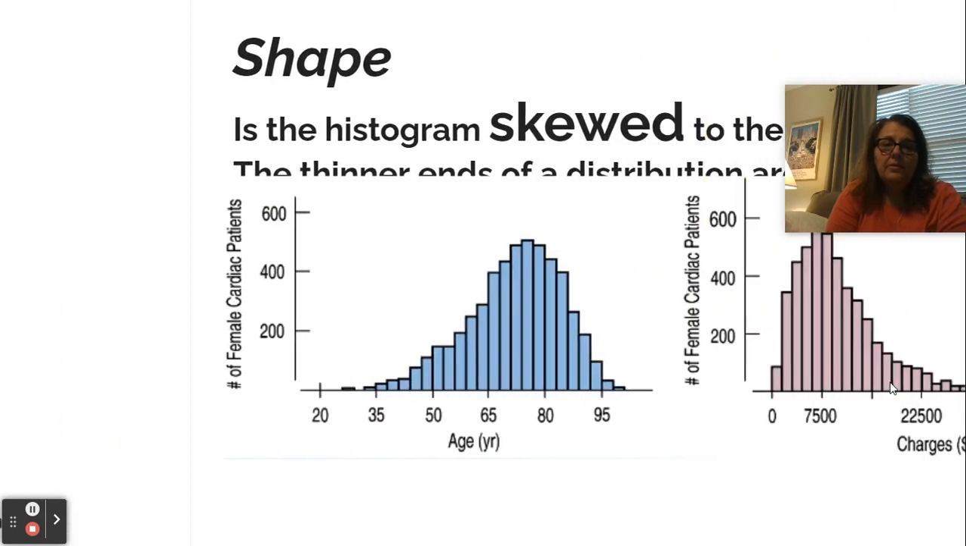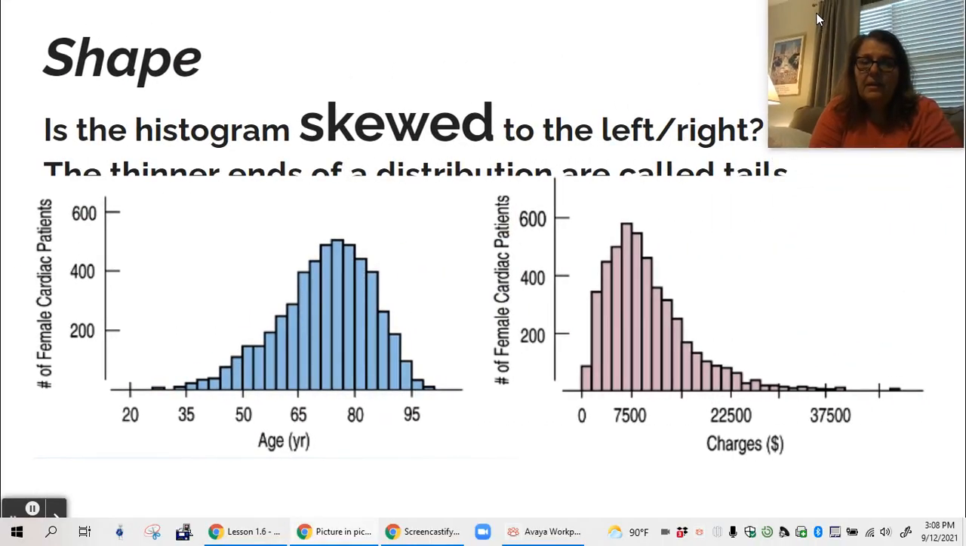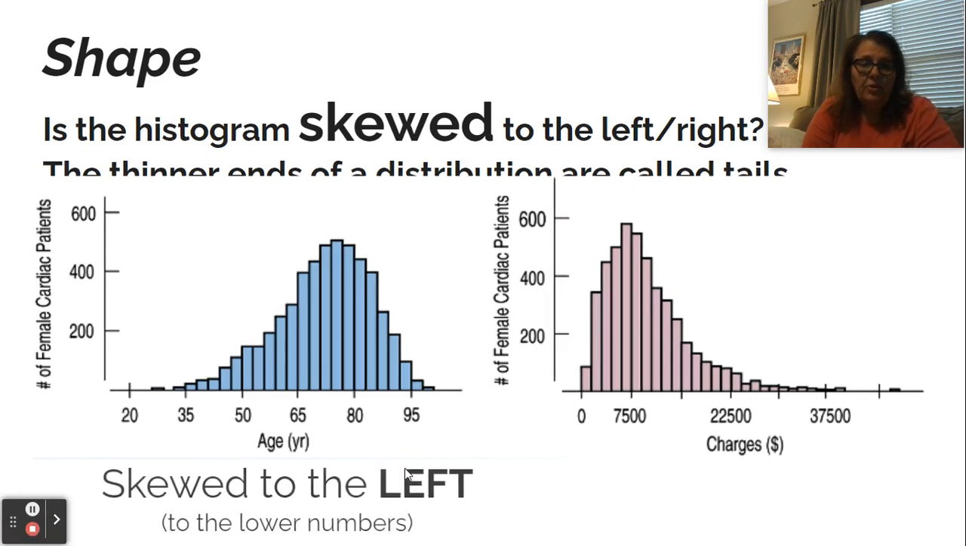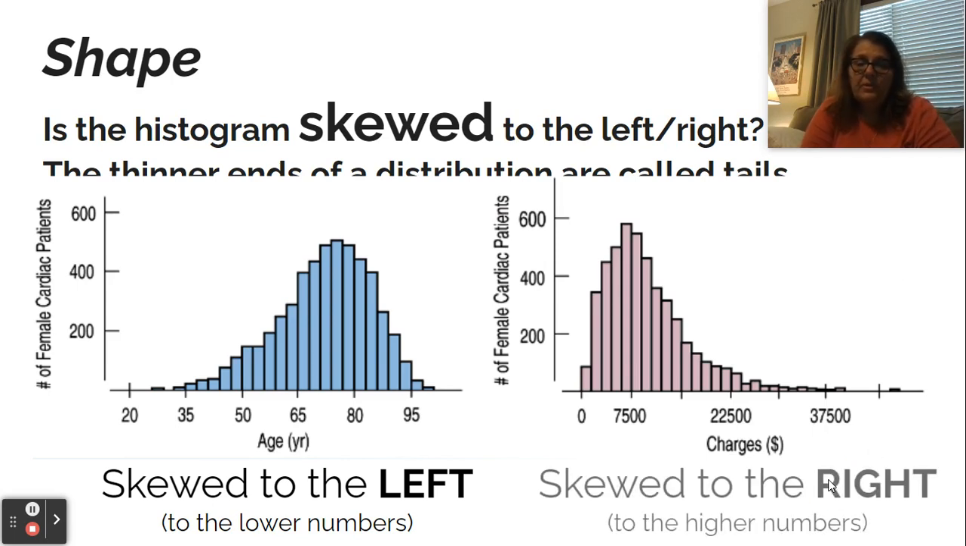Okay, so let's go to the next one. Now, the shape. If it's not roughly symmetric, you can say it's skewed. And when you tell me it's skewed, you have to tell me, is it skewed to the left or the right? It's skewed in the direction of its tail. Notice the one on the left here, its tail is towards the smaller numbers, so you would say skewed to the left, or to the lower numbers. And the one here on the right, the tail is towards the higher numbers, so you would say it's skewed to the right, which is to the higher numbers.